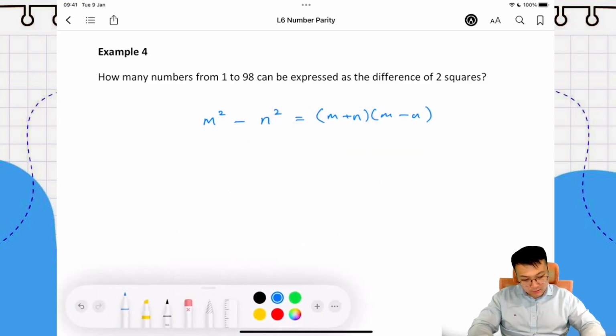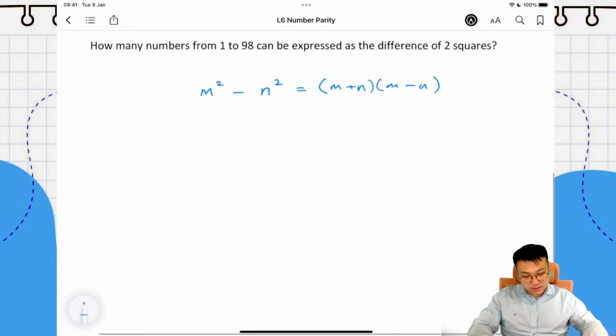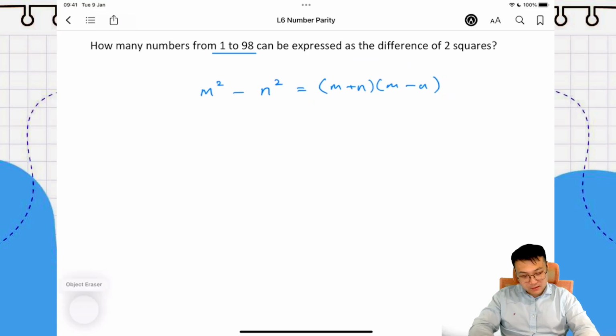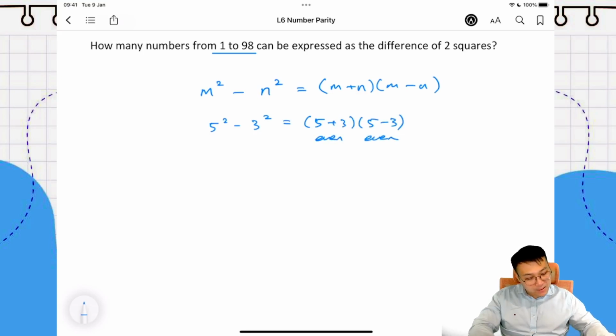Now, moving on. Now that we know what is the difference of 2 squares, they're asking you, how many numbers from 1 to 98 can be expressed as the difference of two squares. Now students, let's observe this. Okay, if let's say m is 5 and n is 3, what will you get? You get an even number times an even number.